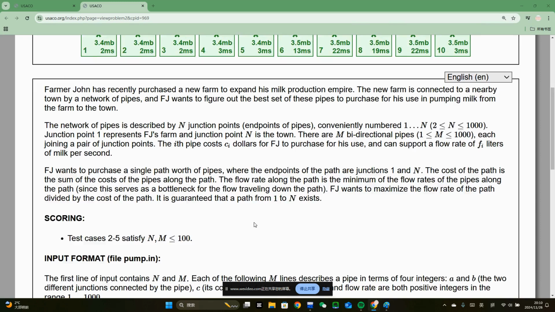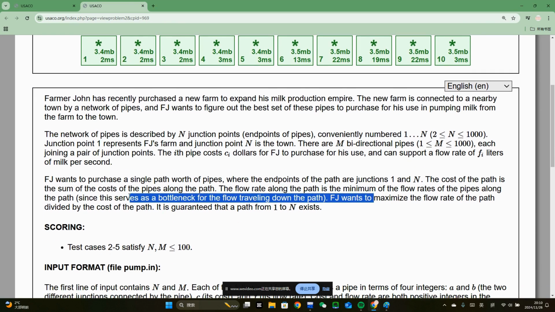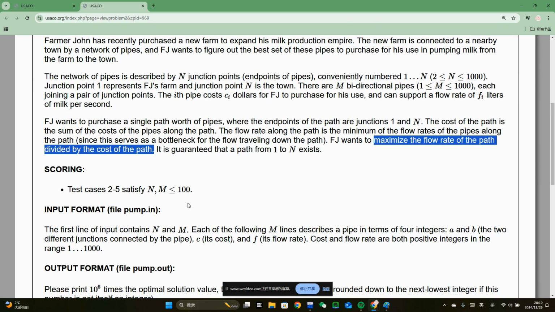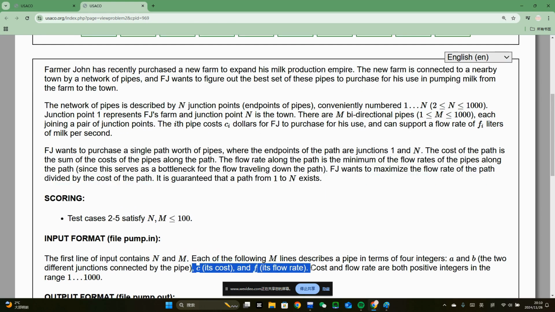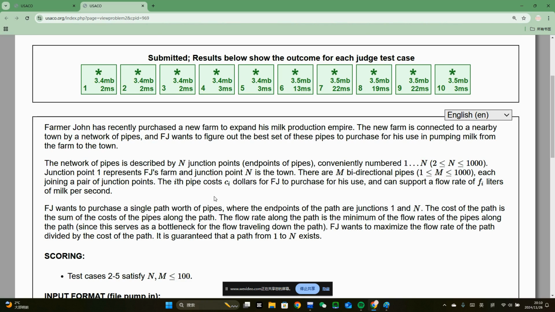So a quick summary of this problem is, you're given N junctions and N pipes, and you're trying to connect point 1 and N with the maximum flow rate divided by the cost. The N pipes are defined with a cost and a flow rate, and the flow rate of a whole path is defined as the smallest flow rate of any pipe that's used in this path. And now you're trying to determine the maximized value of the flow rate divided by the cost. So you can now pause the video again and think about this problem yourself.